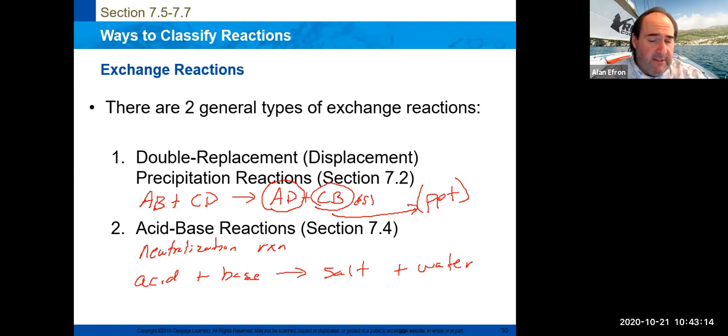You may ask yourself, what is a salt? So a salt is really just an ionic compound. So you make some type of positive, negative ion pair coming together. And obviously water is H2O.